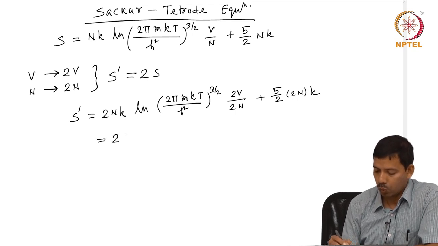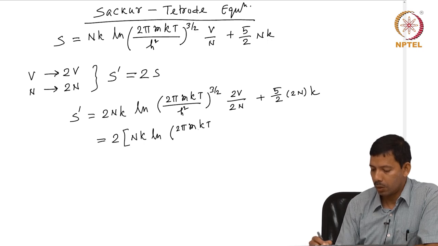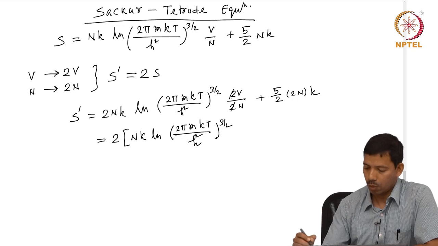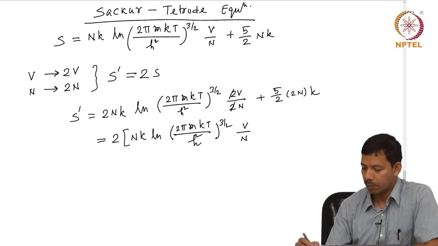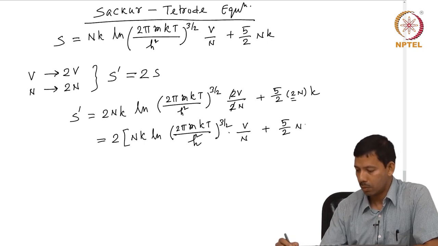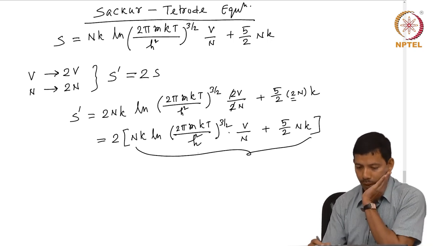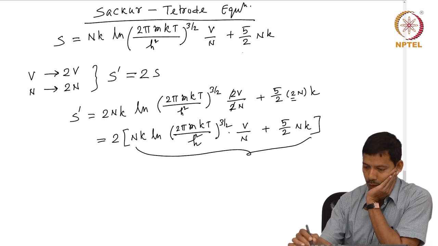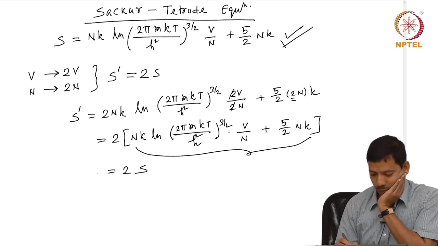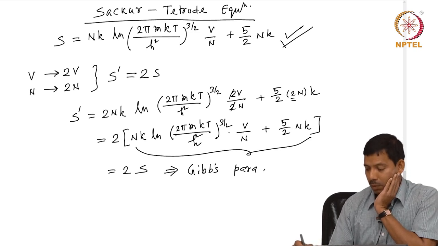So if I take 2 out here, I get n k ln (2 pi m k T divided by h square) to the power 3 by 2. So this 2 goes off, therefore it remains V by N, plus 5 by 2 n k, because this 2 I have taken out. And this expression, n k ln (2 pi m k T by h square) to the power 3 by 2 V by n plus 5 by 2 n k, is nothing but my entropy. So therefore, this is 2S. So therefore, the Gibbs paradox is resolved.